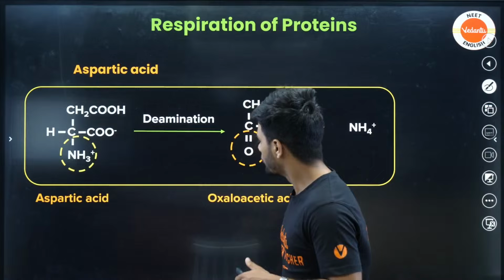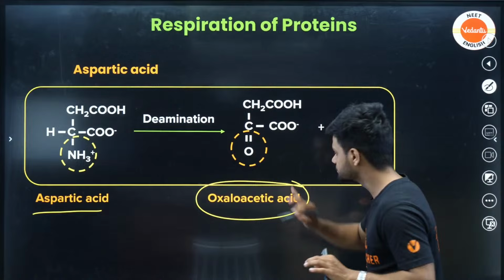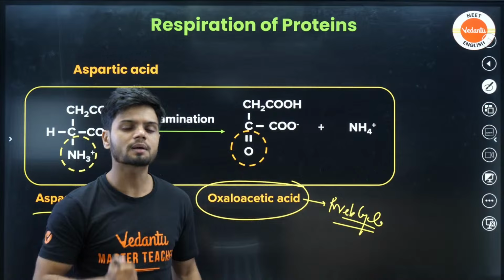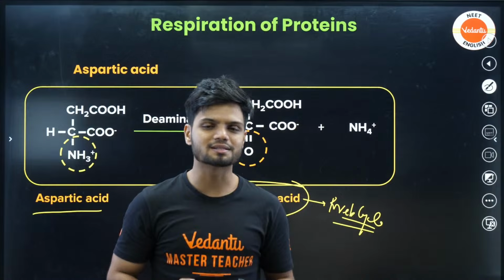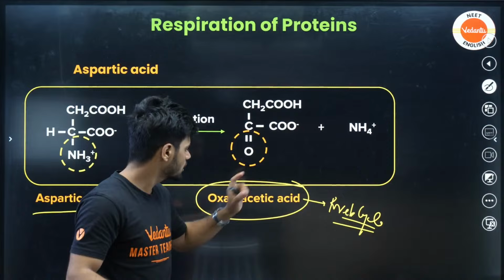Amazing, sir. What about aspartic acid? Similarly, if aspartic acid undergoes deamination, it produces your oxaloacetic acid, OAA. And this oxaloacetic acid can also join your Krebs cycle. That's how alternate pathways work. Backup works. In the case of plants, the proteins are broken down to amino acids. Amino acids such as glutamic acid as well as aspartic acid undergo deamination to produce compounds such as alpha-ketoglutarate and oxaloacetic acid, OAA, which enter the Krebs cycle later on.